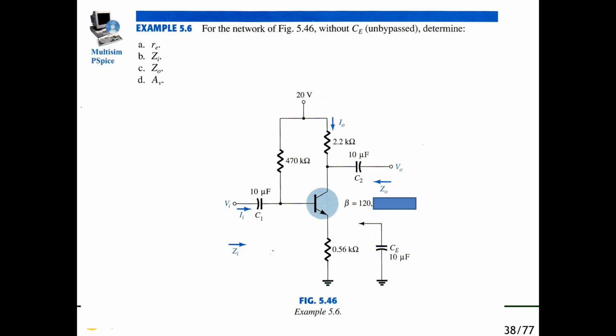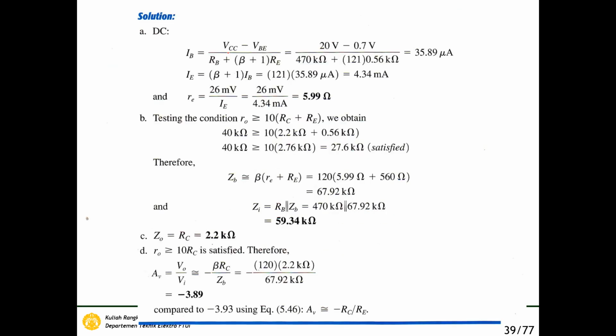So the first one, re, so we have to use the DC analysis here. Okay, so IB is VCC minus VBE per RB plus beta plus 1 RE. So how to determine this one? Please look at the DC analysis of the BJT. Okay, so you can get these equations. So we got that IE is beta plus 1 IB. So we got the IB from this one, and we got that IE is 4.34 milliampere. And then re is 26 millivolt per IE, which becomes 5.99 ohm.